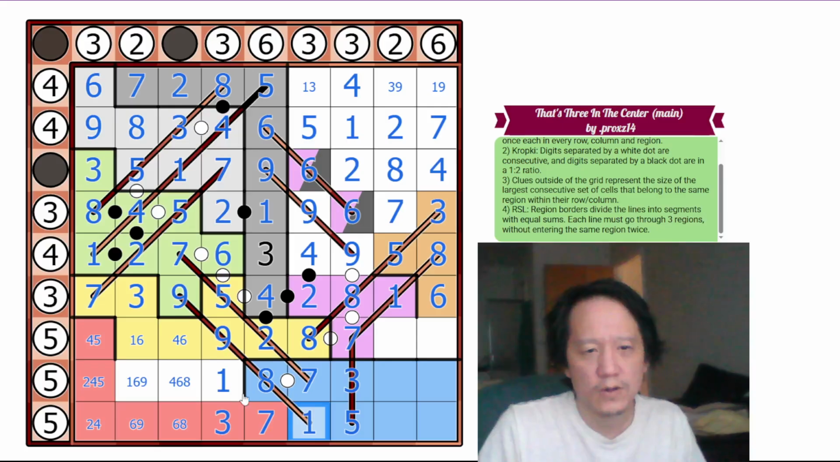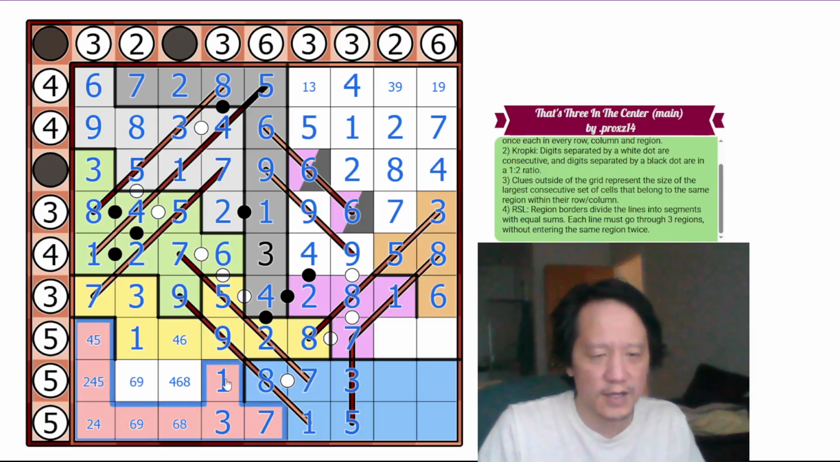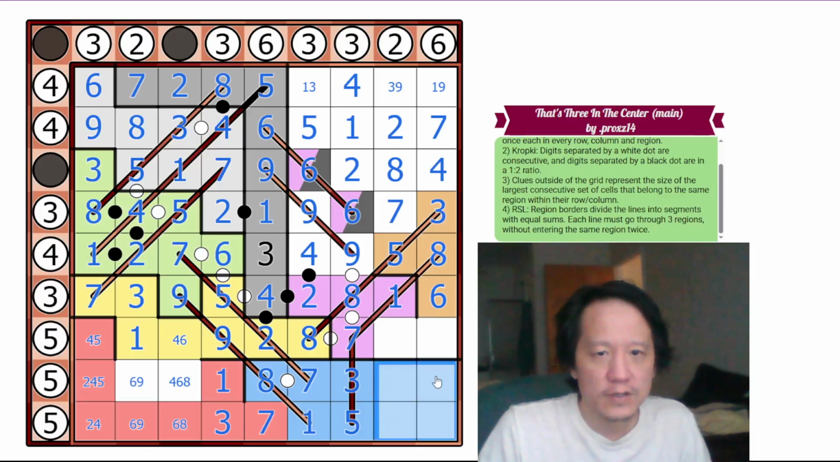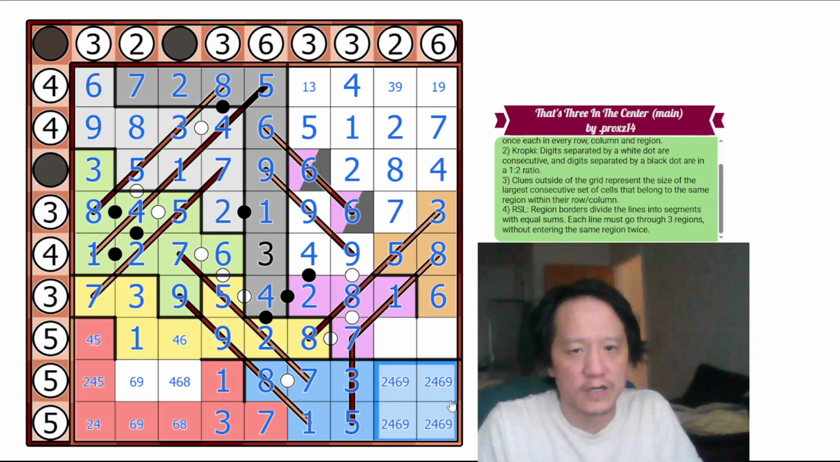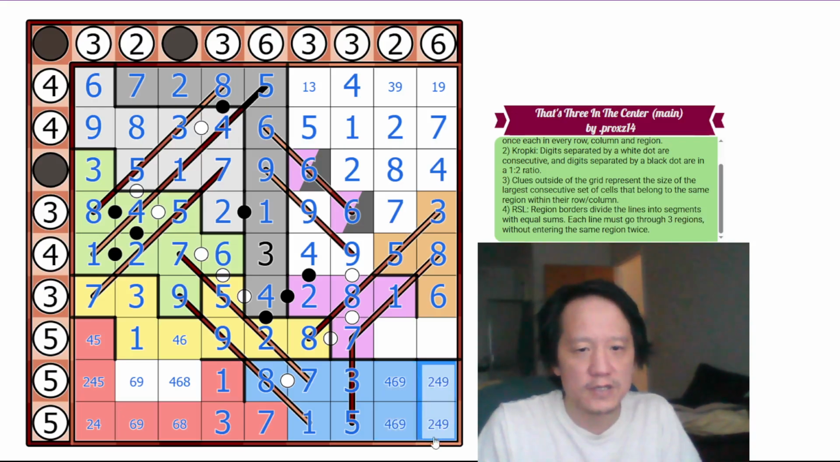This 1 eliminates 1 here. Where is the 1 in column 2? It must be here. So this is 1. This cannot be yellow. This must be red then. So we have 1, 2, 3, 4, 5, 6, 7, 8. So this is a boundary. The rest of the blue region must contain 2, 4, 6, and 9. 2 cannot be here. 6 cannot be here.